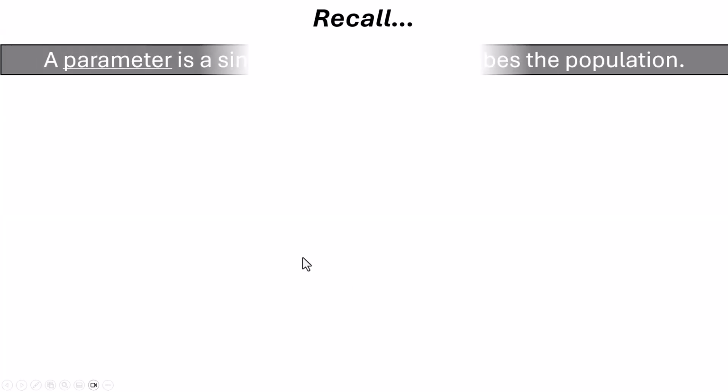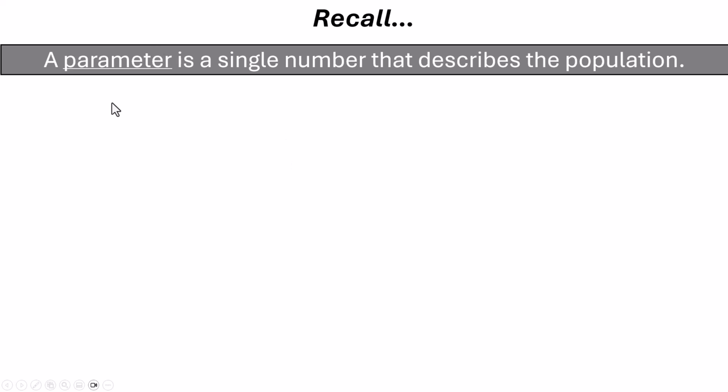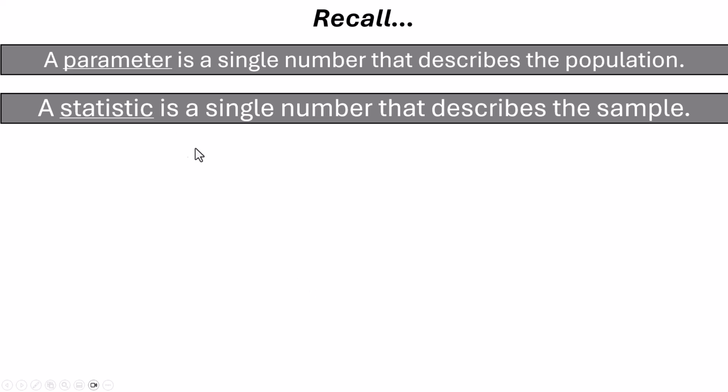All right, so let's go ahead and summarize some of the information we have talked about here. So recall that a parameter is a single number that describes the population, and a statistic is a single number that describes the sample. I'm not sure if I pointed this out earlier, but you can also line up the letters here. So parameter starts with P, and so does population. And statistic starts with S, and so does sample. So that's an easy way to remember that the parameter describes the population, and the statistic describes the sample.